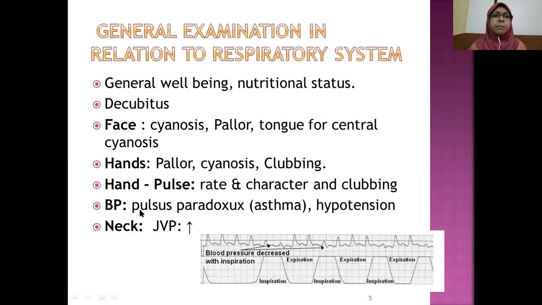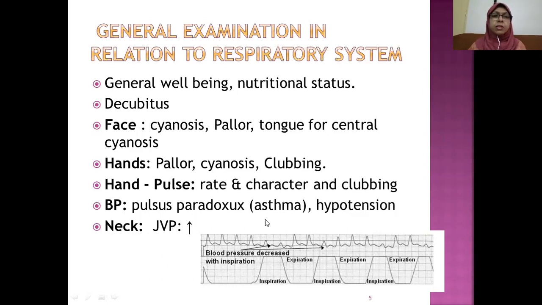You have to look at the blood pressure. You have to look for pulsus paradoxus, which is present in asthma and hypotension. And in older children, when the age is more than 5 years, you can see the jugular venous pulse.